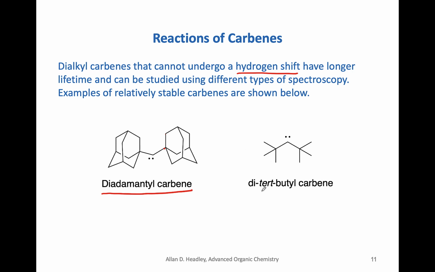Same thing here, tert-butyl. So here's a tert-butyl right here, and a tert-butyl right here. No hydrogens on the adjacent carbon, and these hydrogens here are too far removed to get that exact geometry. Remember that dihedral angle should be 0, ideally 0 for the migration. So it does not happen. So this is the pretty stable carbene, the di-tert-butyl carbene.